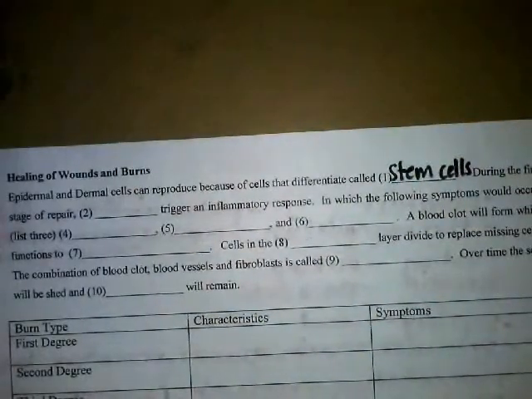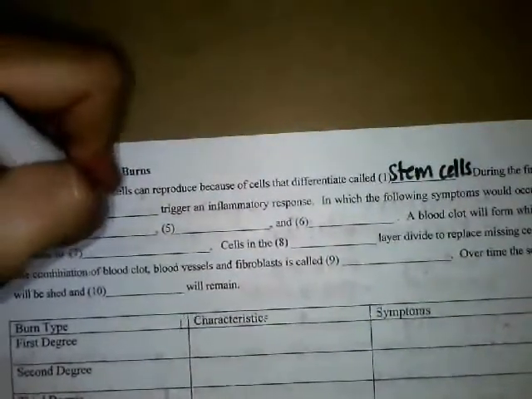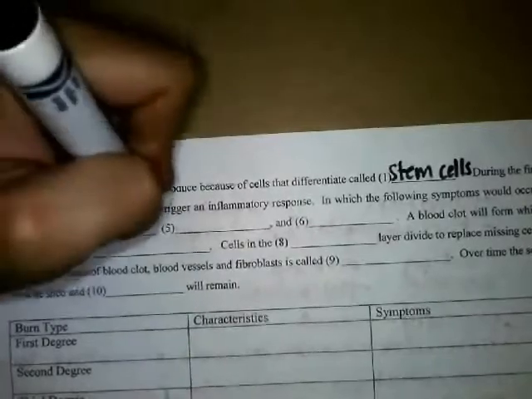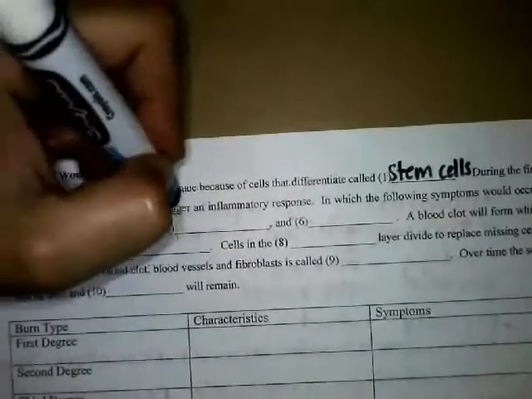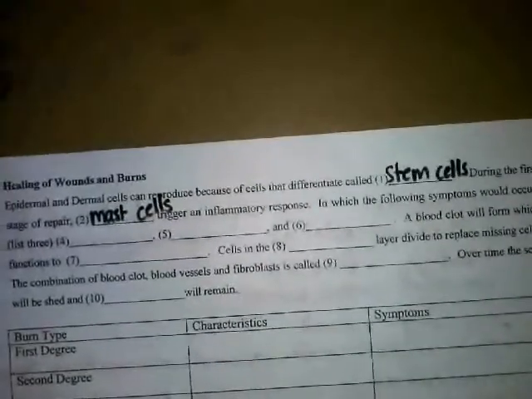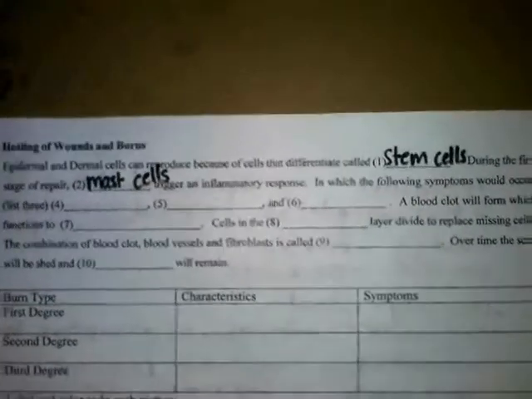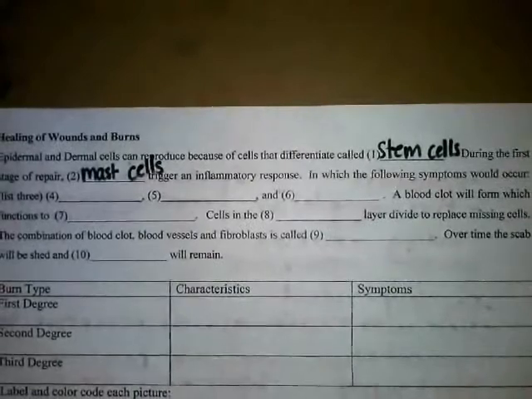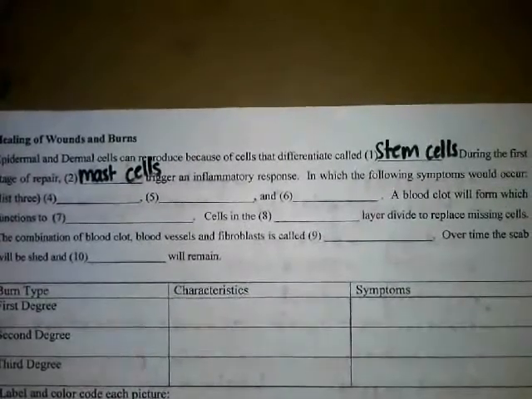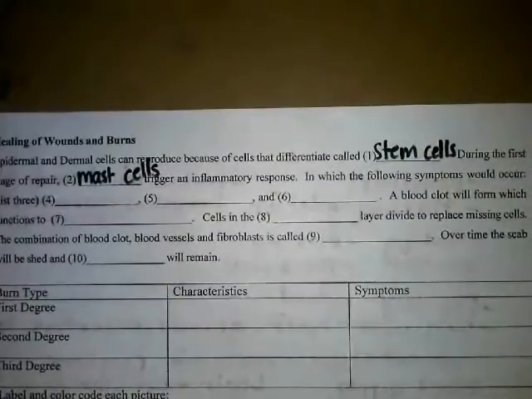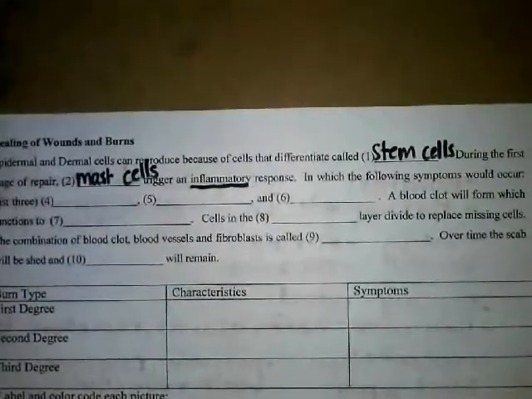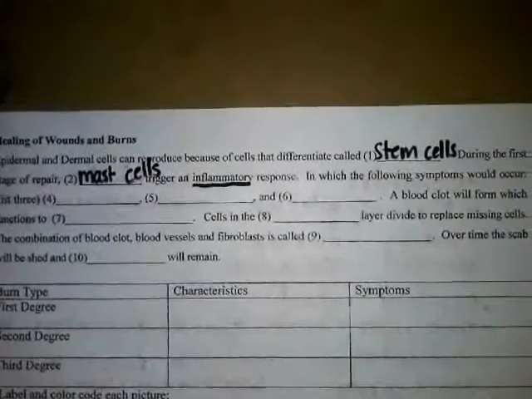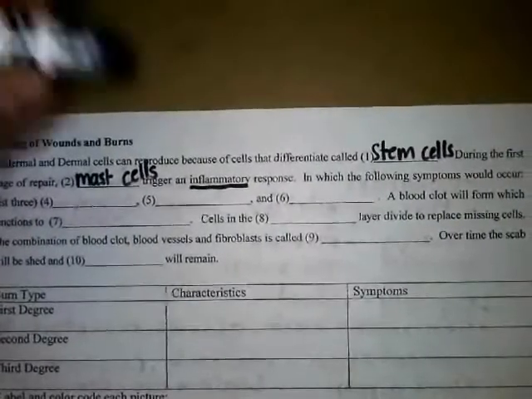During the first stage of repair, mast cells trigger an inflammatory response. So mast cells are kind of like these alarm cells that say, hey, we have an injury, come help us repair this injury site, in which the following symptoms occur. So they're asking about what happens during inflammation. Think to when you have an injury, what happens?